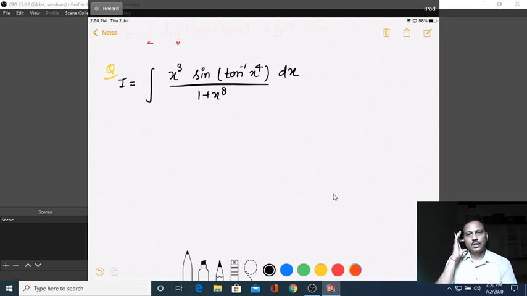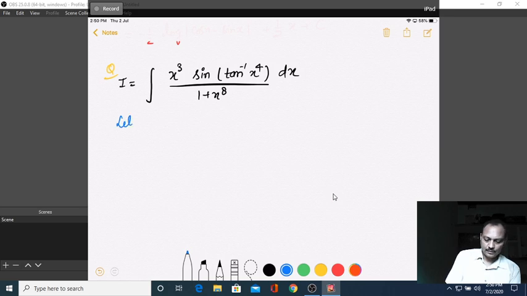Observe the question. Whatever is given in the angle of sine, that is tan inverse x raised to the power 4, this is a composite function. If we take tan inverse x raised to the power 4 as t, you will get a simple function sine t, and from the derivative of tan inverse x raised to the power 4, we will get all the other terms. Try to find. Let tan inverse x raised to the power 4 be equal to t. Substitute this value. And what is the derivative of tan inverse x raised to the power 4?